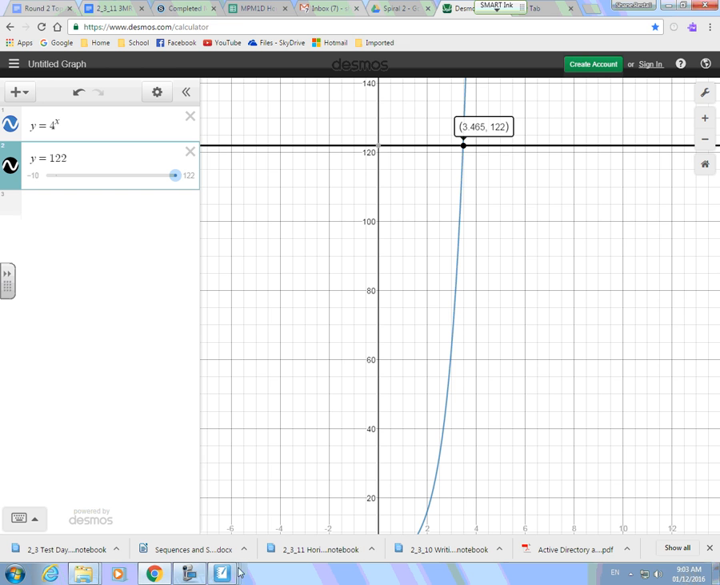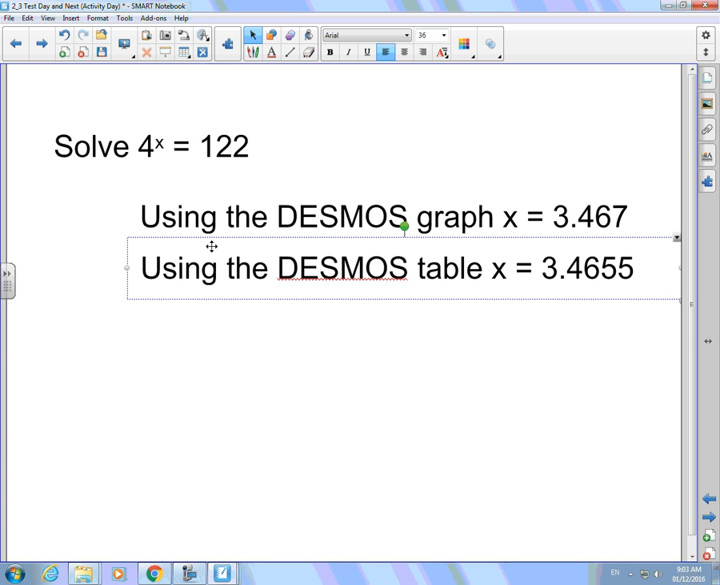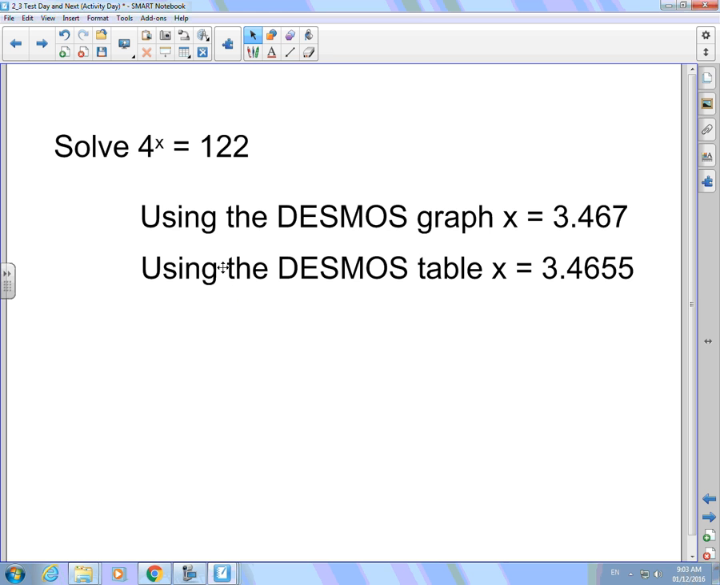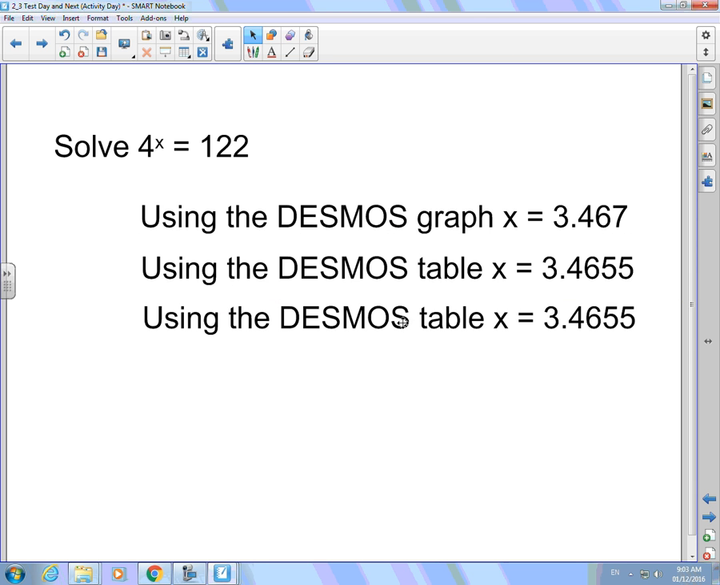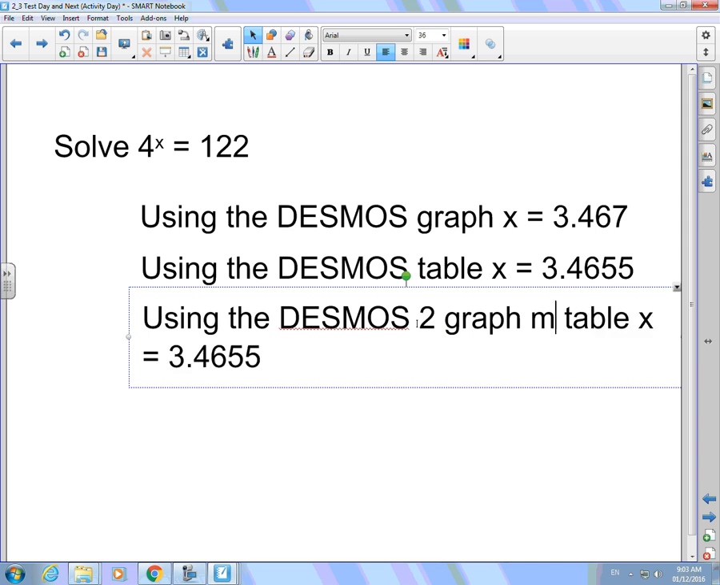So I'm going to call it the 2 graph method. You should practice all of these techniques, but I'm okay with you picking a favorite. Okay? That's it.